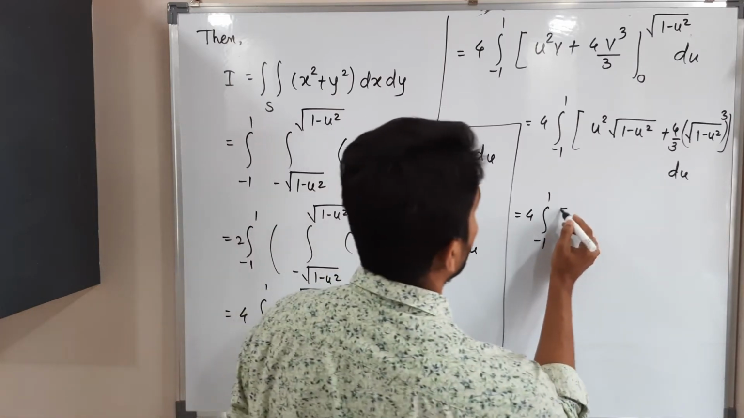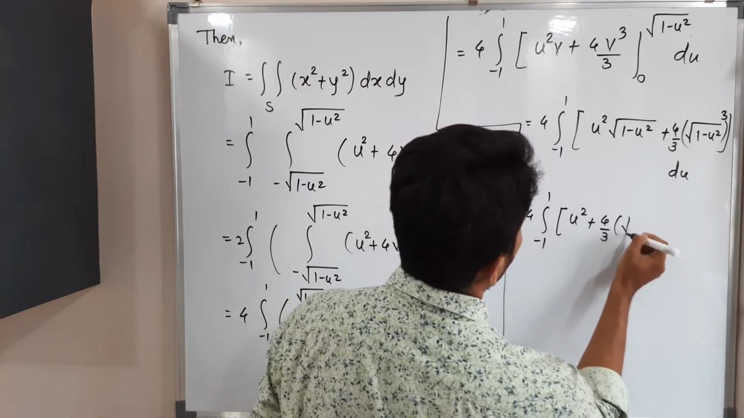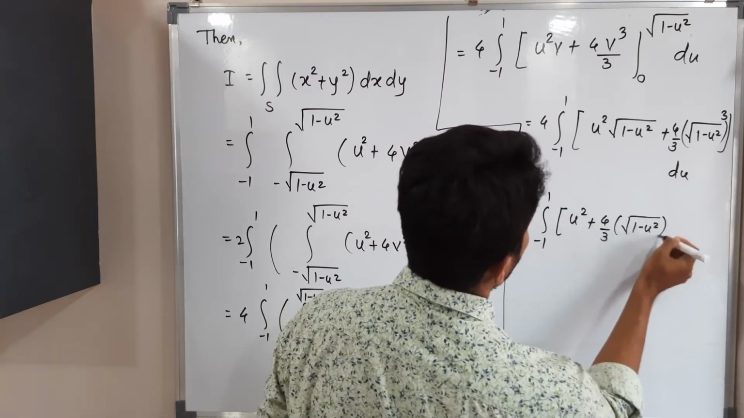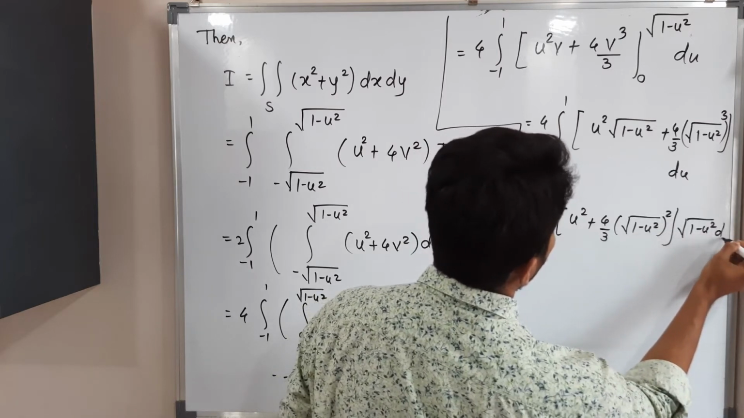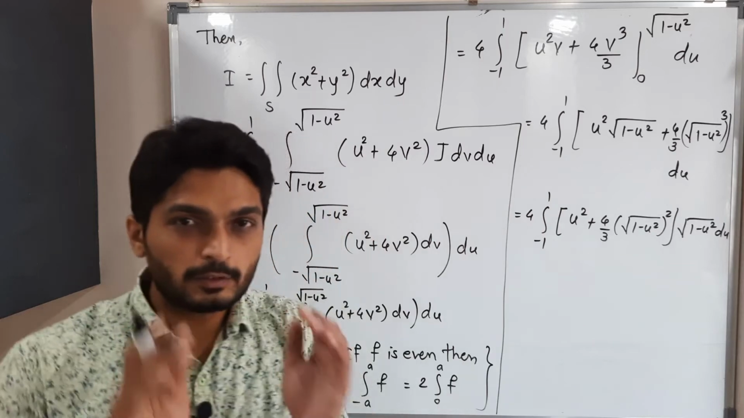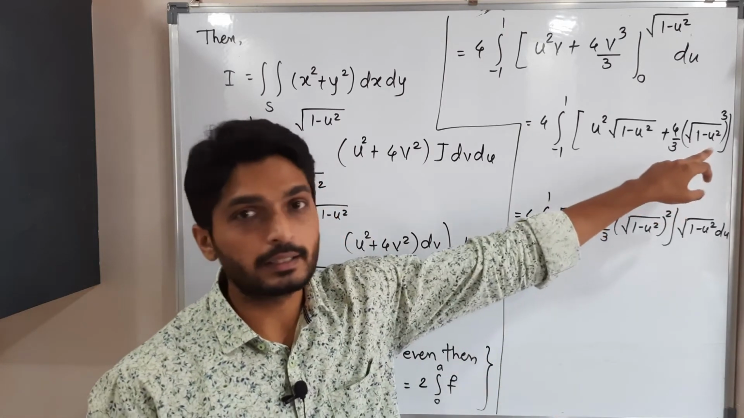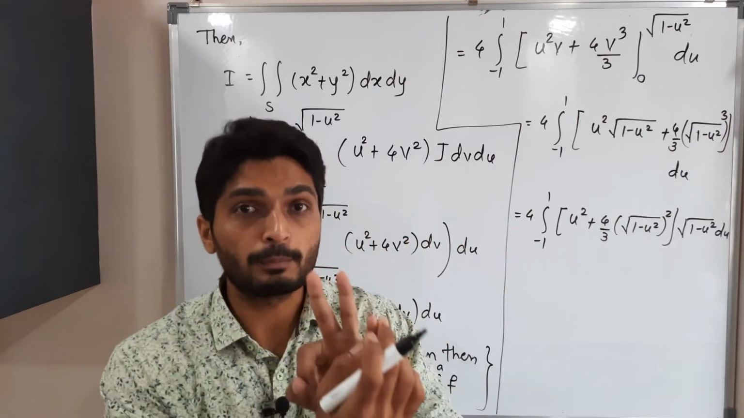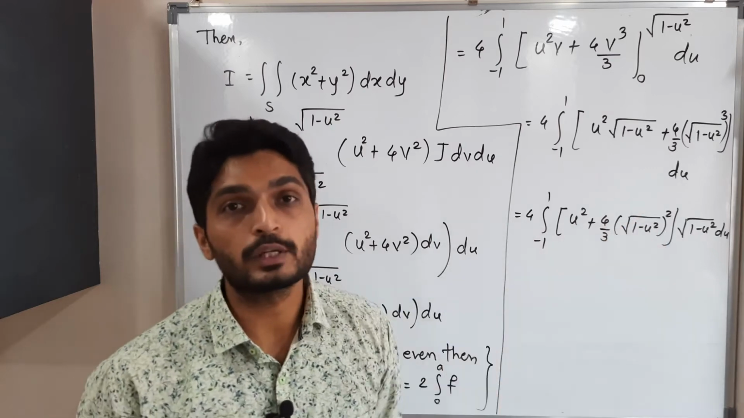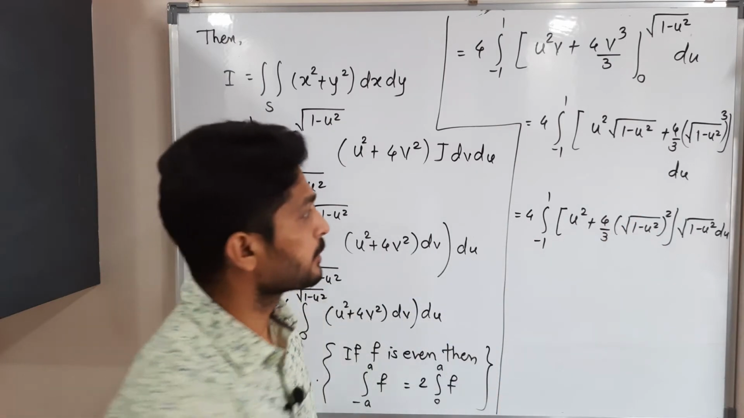So if you take that thing common, u square plus 4 by 3, (root 1 minus u square) square will be there, since we have taken the square root of 1 minus u square common. That is why it came outside, and there is a cube, that means 3 terms are there. Out of 3 I am taking 1 common, so 2 terms will be there, so that's why I wrote square. So square and square root will get cancelled to each other.